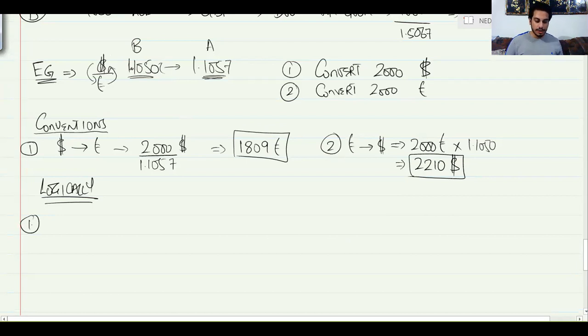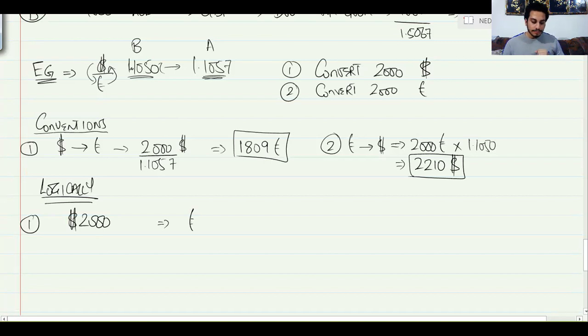So number one was converting US dollars to euros. So what do I have? I have dollars in my hand, right? And I want to get euros. So in the end, I want to get euros. So I have 2000 dollars in my hand and I need to get euros in the end.